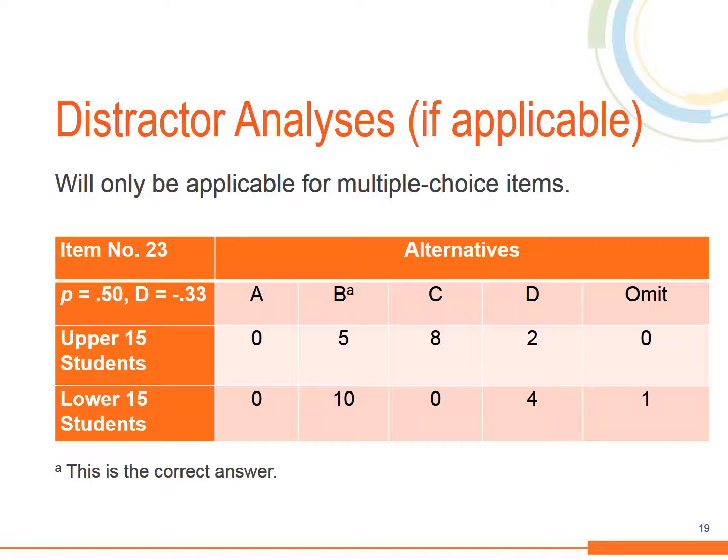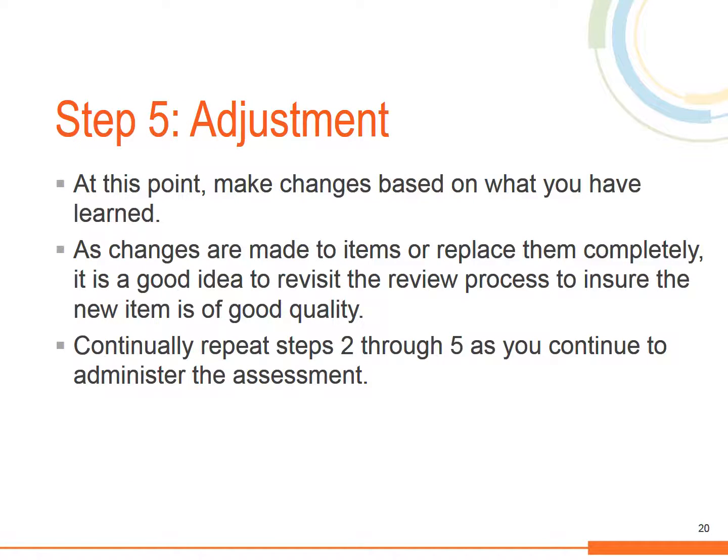Read it over again, read answer B, read answer C, and try to figure out why the upper students are not answering B as much as they are answering C, which is the incorrect answer. That is something that I think I need to address right away because there seems to be an issue with this item. So step 5 is the adjustment phase.